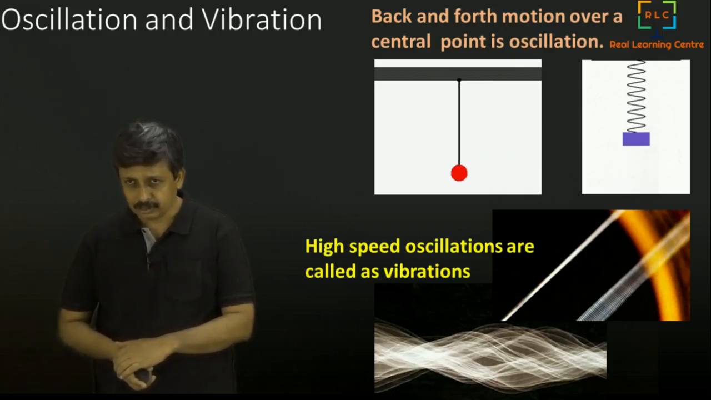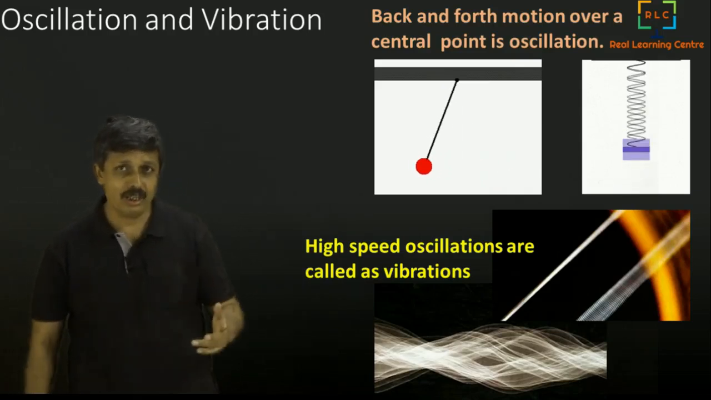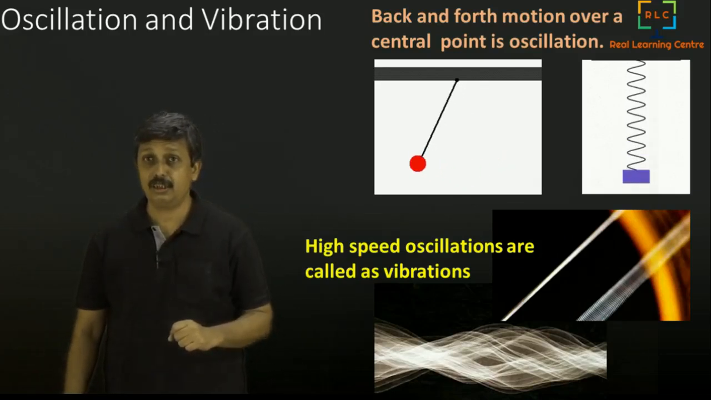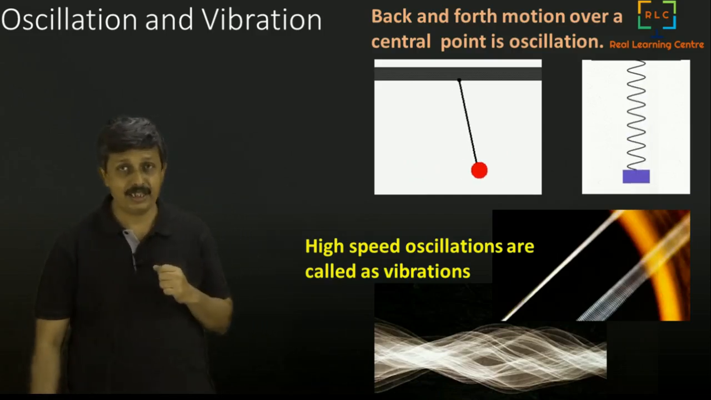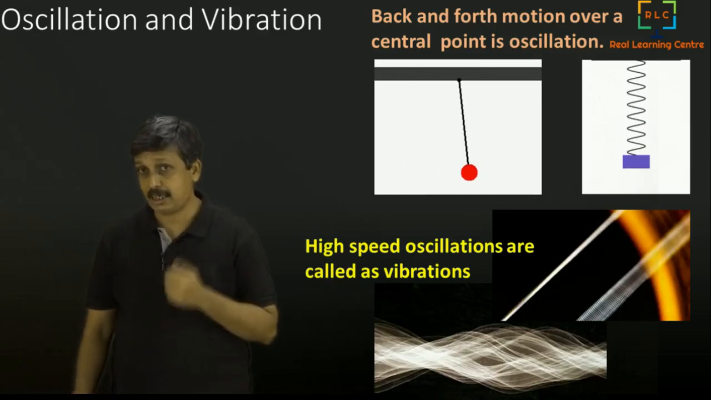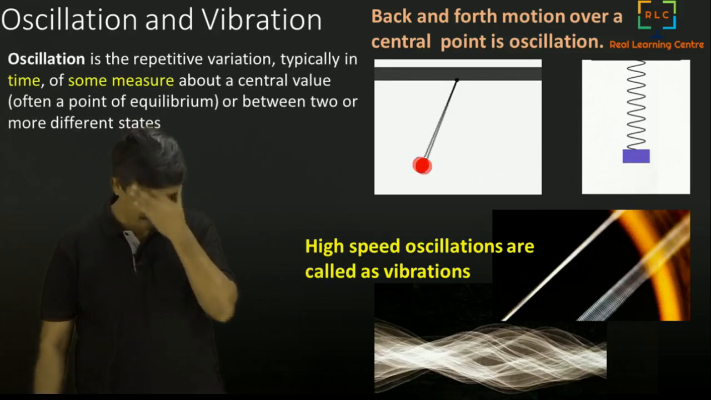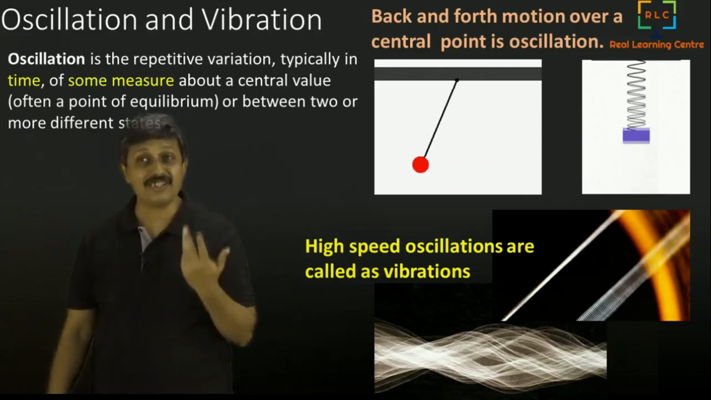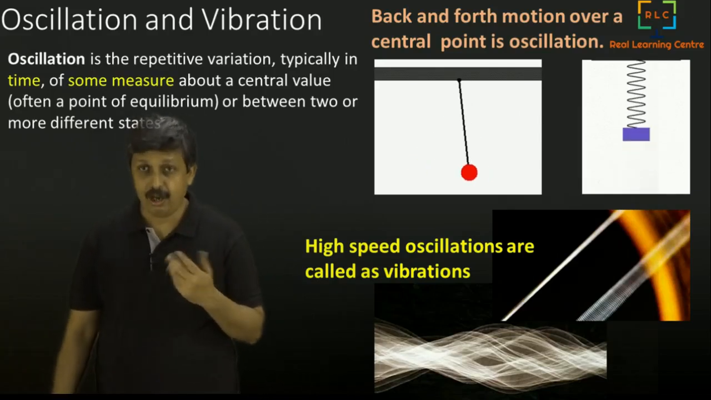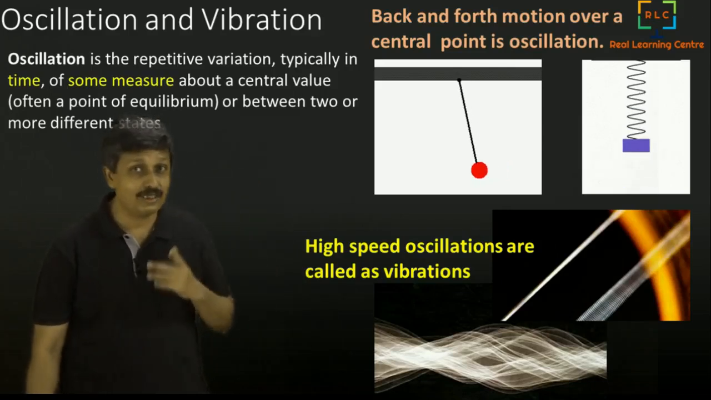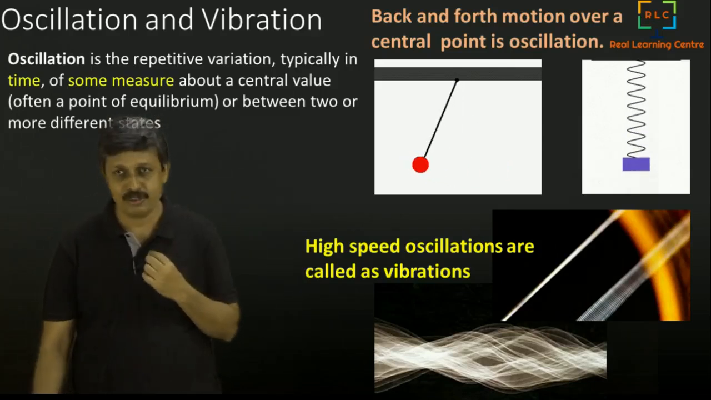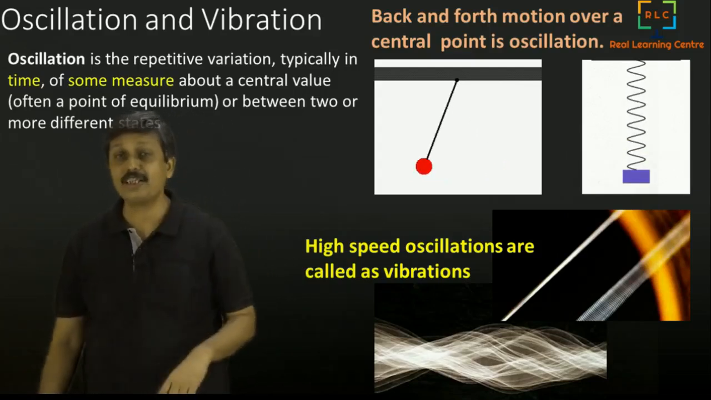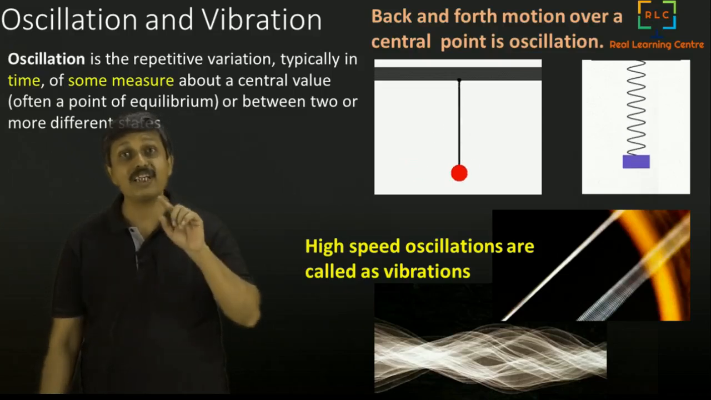So now, I would like to give a slightly more abstract definition of what is called oscillation. Let us see whether we can understand that abstract definition. The abstract definition is this: oscillation is the repetitive variation, typically in time, of some measure. Look at this. The abstraction that we get out is this: oscillation is a repetitive variation. We didn't say displacement. We say repetitive variation.